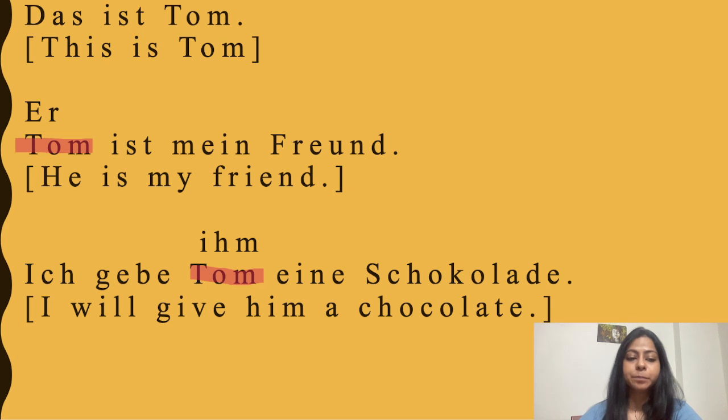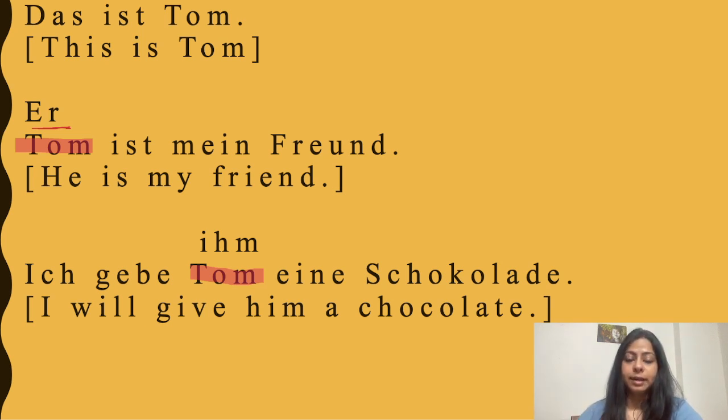Now let's begin. Let's look at how it is used with a sentence. Das ist Tom. This is Tom. Tom ist mein Freund. He is my friend. To avoid the repetition of the name Tom, we will use personal pronoun er. So I have struck Tom and I have replaced it with the personal pronoun er. So er is the pronoun for Tom.